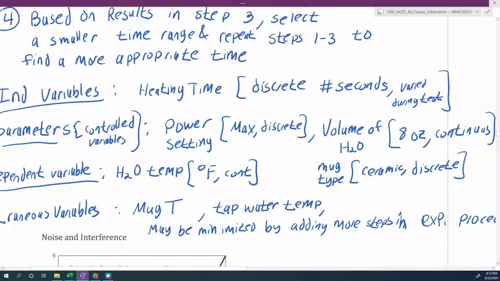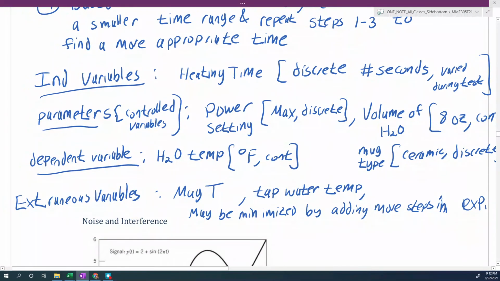Now, the extraneous variables in the experiment include the mug temperature. If you repeat the experiment and the mug is still hot from holding the hot water, does that affect the next time you run the experiment? The other thing is we said to use room temperature tap water. Depending on the setting on your tap, it might have been different than what you're used to, and that could affect how long it takes to heat and cool.